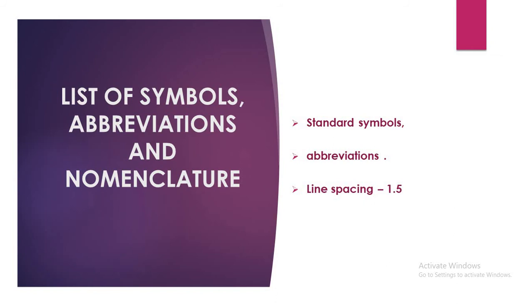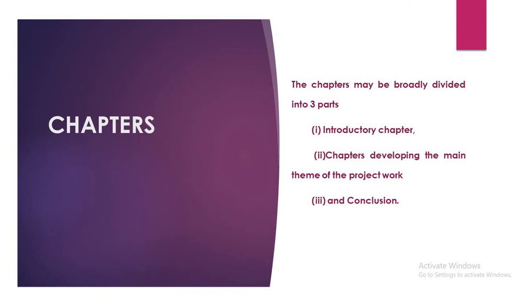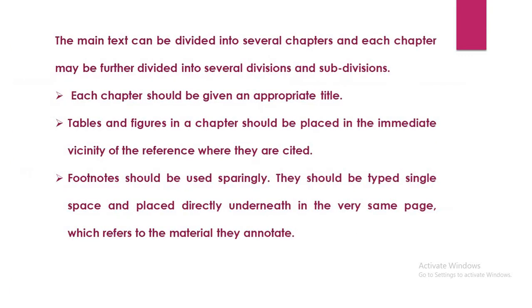etc. Gamma. These things can be expanded and written in your list of symbols, abbreviations and nomenclature, followed by line space 1.5. Chapters. The chapters may be broadly divided into 3 parts. Introductory chapter, chapters developing the main theme of the project, and conclusion. The second one, it is materials and methodology, results and discussion.